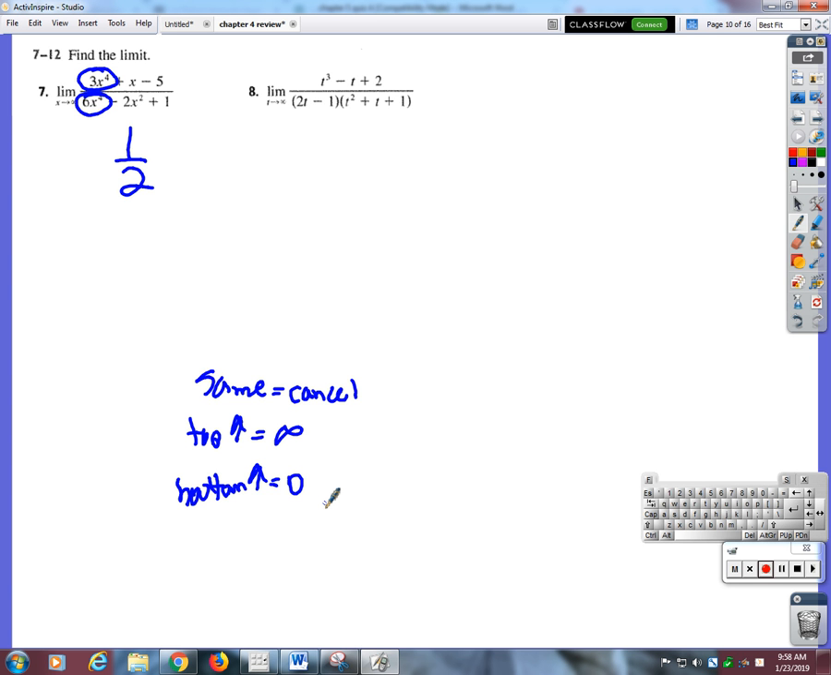Okay, Gage, the way that you do number 8 with the parentheses is, remember, we only care about the term that has the highest power. So I only care about what I get when I multiply those two things together. So this is basically the same as the limit as t approaches infinity of t cubed over 2t cubed. So that is once again 1/2.